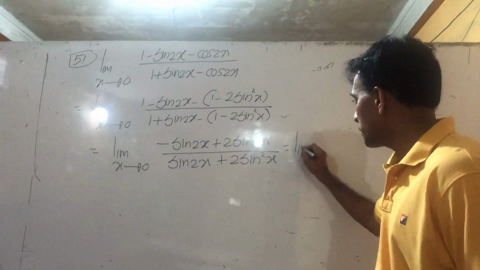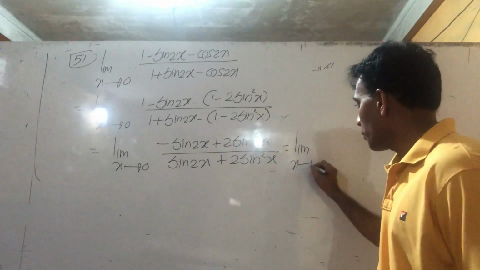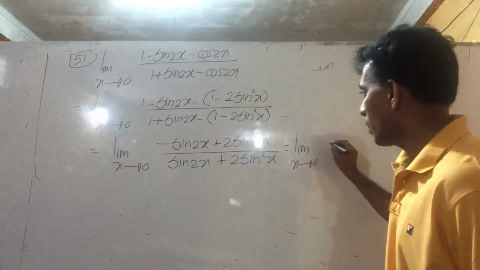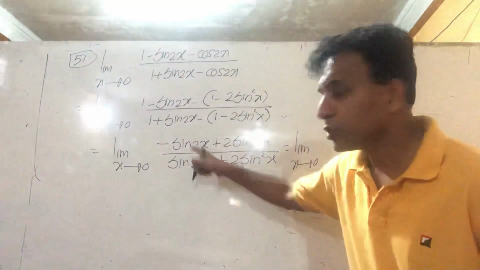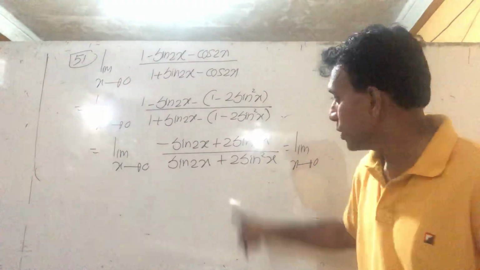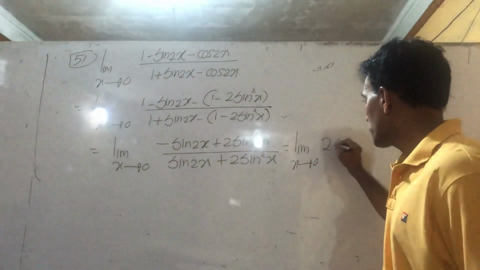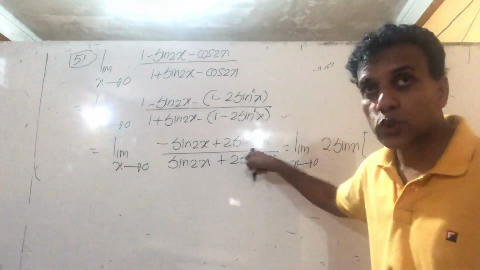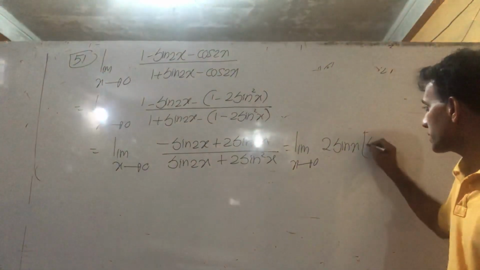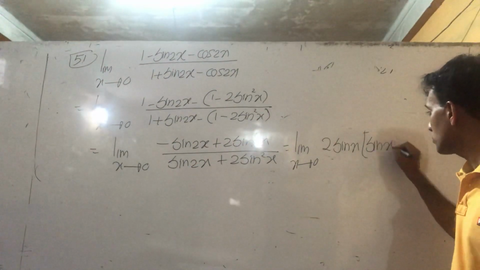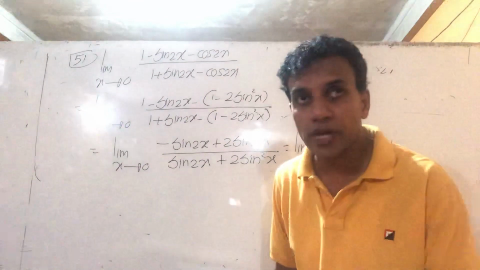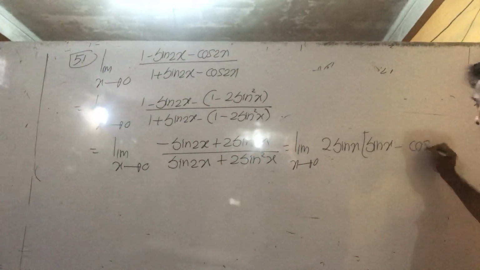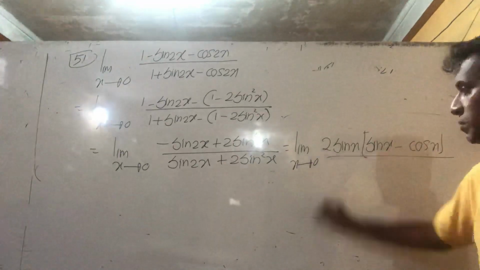So limit x approaches 0. Can I take the sign? I write the positive first. You can take the 2 also out. Sin 2x is 2 sin x cos x. Here also 2. Take the 2 sin x out. 2 out, sin square, 1 sin out, another sin remaining. What is sin 2x? 2 sin x cos x. Sin x out, therefore cos x.